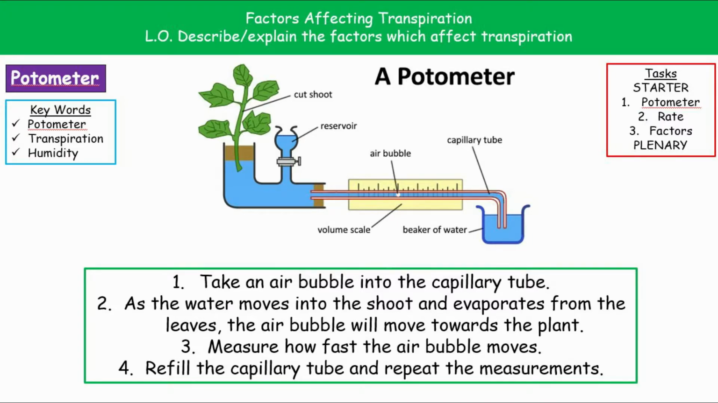And what we can do is work out how far that air bubble then moves. Because as we evaporate water from the cut shoot, then it's going to draw more water up into that little shoot there. And that means it's going to pull the water along and the air bubble moves with it. So what we actually do is we're measuring how fast that air bubble moves to actually get an idea about the rate of transpiration.